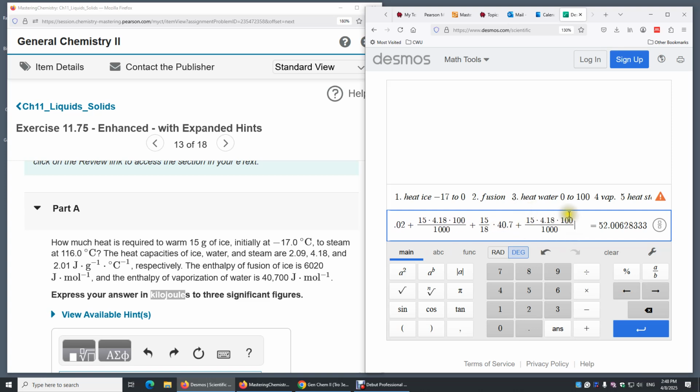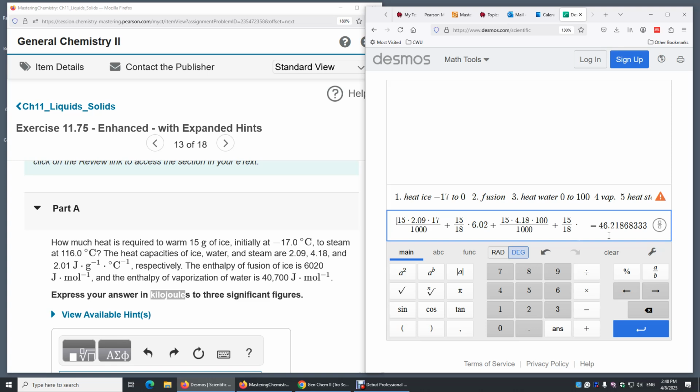So the last part, 15 grams of water steam multiplied by the specific heat capacity of steam, which is 2.01, and the temperature change is from 100 to 116. So, alright, now we have the final answer. It's going to be 46.2 kilojoules.